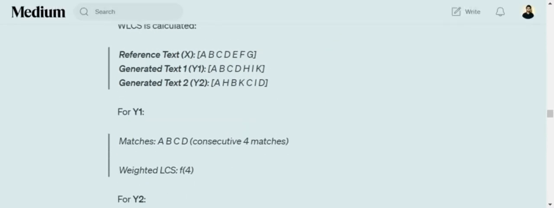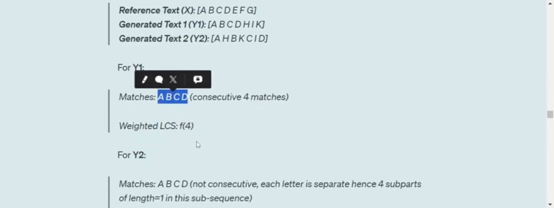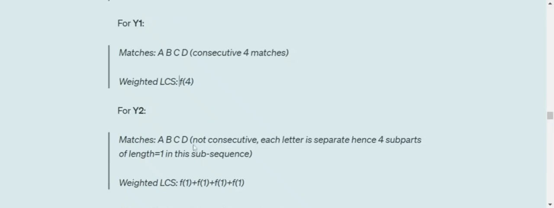Now, consider this particular case for Y1: the entire sequence is matching, hence 4 consecutive matches. Eventually, weighted LCS would not be 4, it would be a function taking 4 as a value. What function, I will be talking about that. Similarly, for Y2, the matches are ABCD, but they are not consecutive. Each letter is separated, hence 4 subparts of length equal to 1.